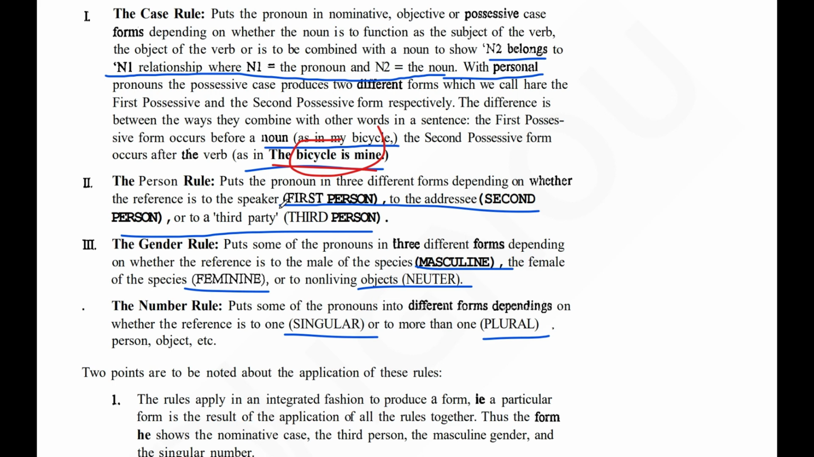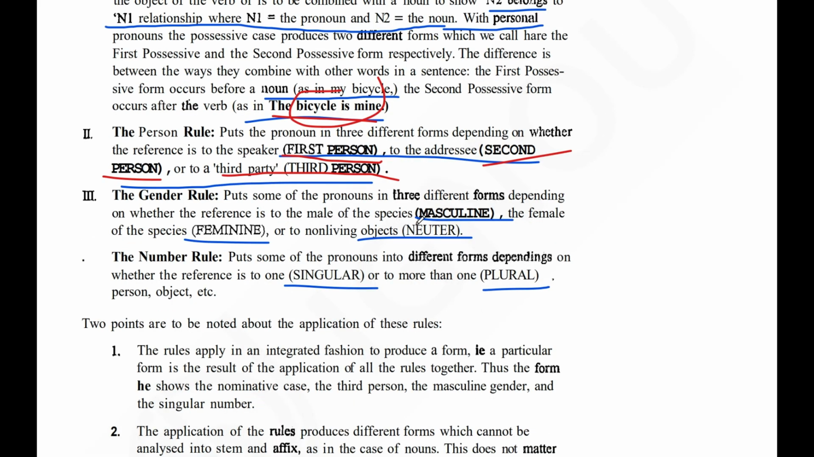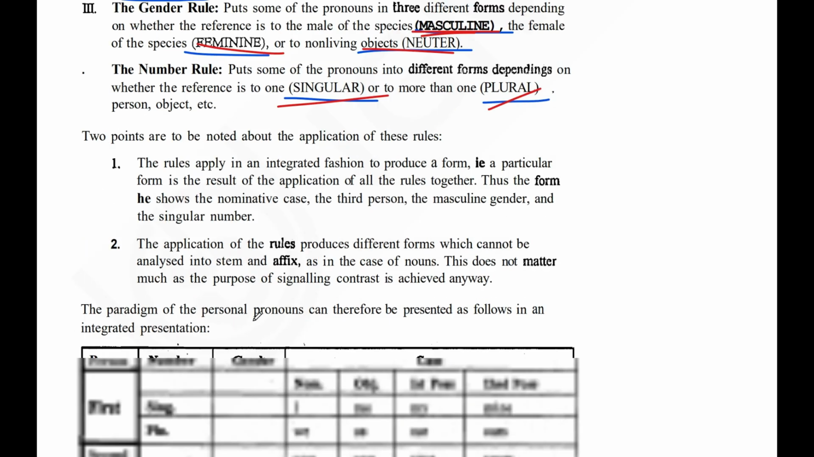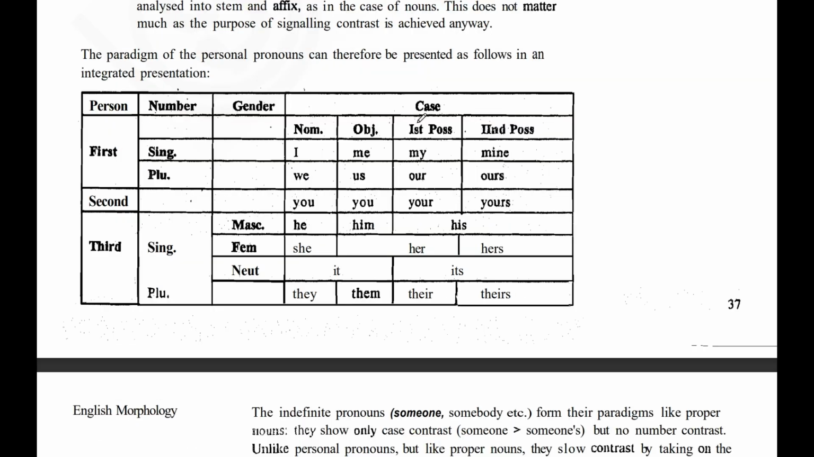Then they talk about the different forms depending on whether the reference is to the first person, that is the speaker, second person, that is the one who's listening, or the third party, which is whom we talked about, but they are not here. Then we have another one which is about the gender, which is masculine, feminine, or neuter objects. And then finally we have the number rule, which is about singular and plural.